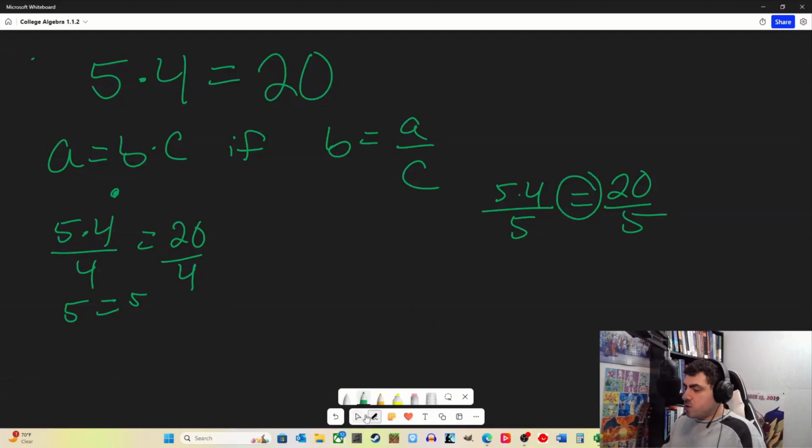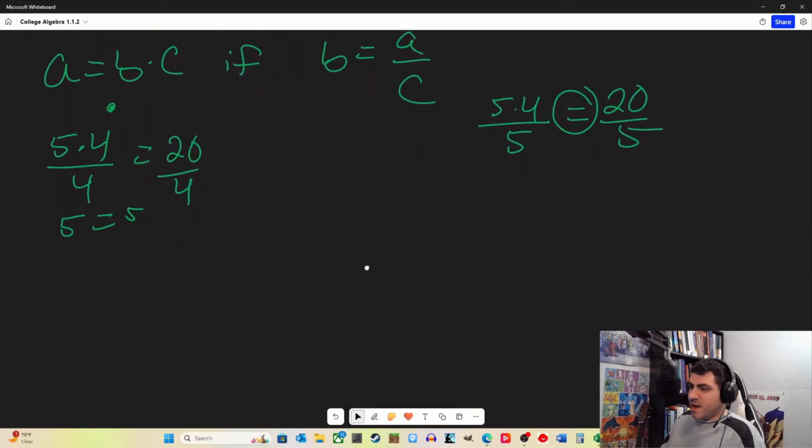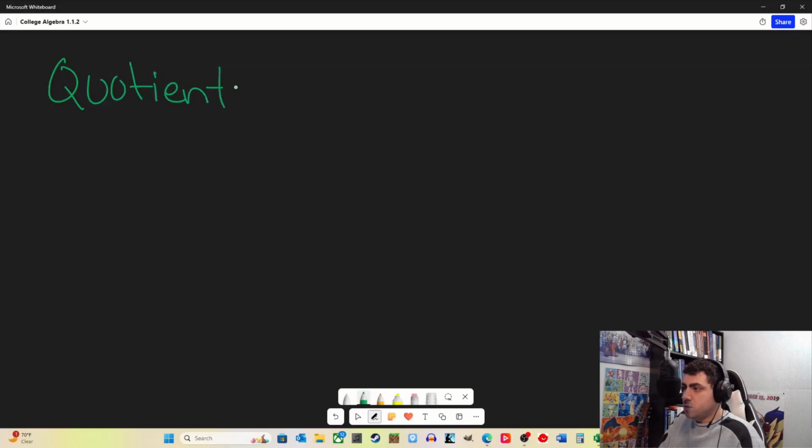So now that we talked about the inverse of multiplication, let's touch on division. Division is the inverse of multiplication, but it's much more than that. Division is a powerful tool in mathematics. So the answer to a division problem is your quotient. Your quotient is your answer to a division problem.